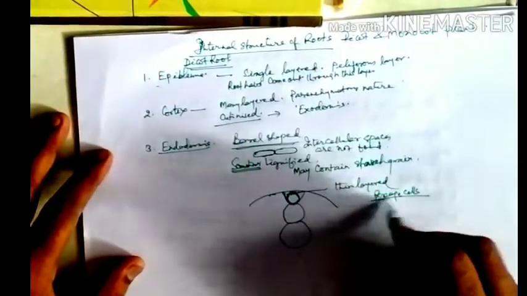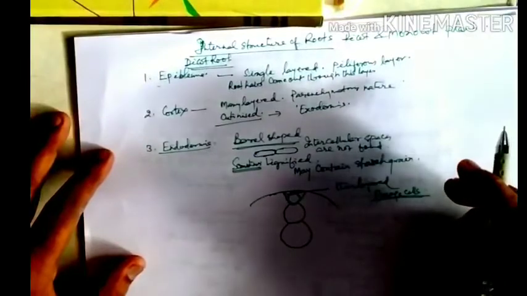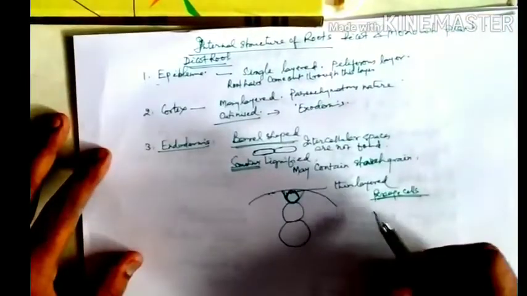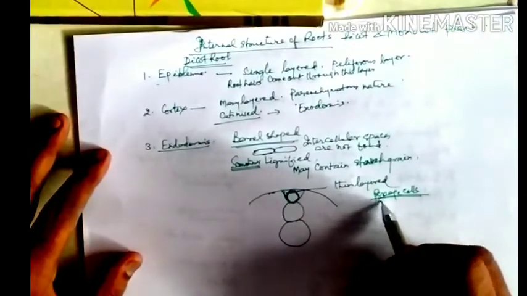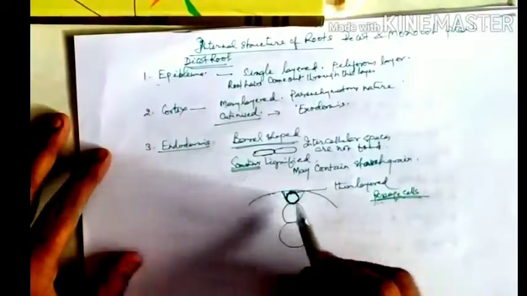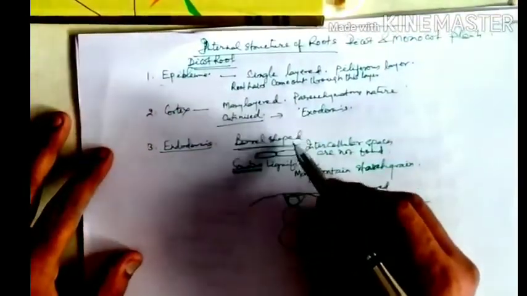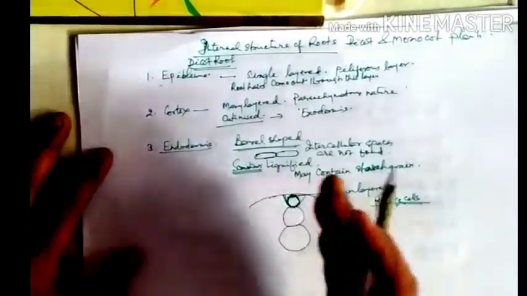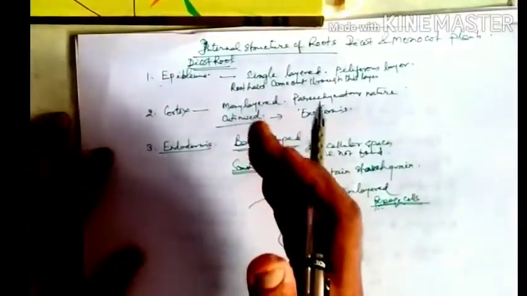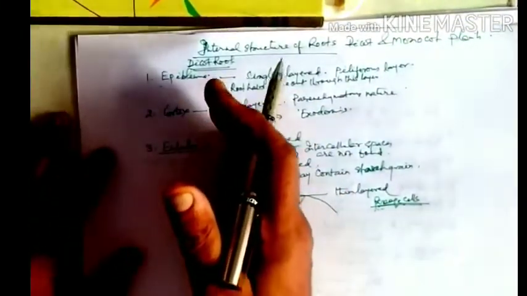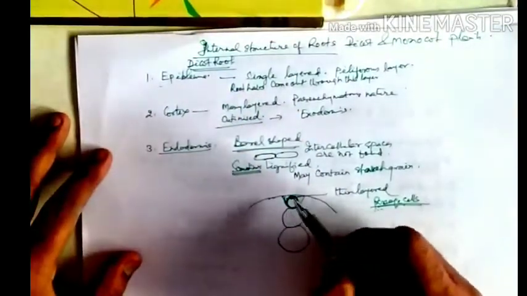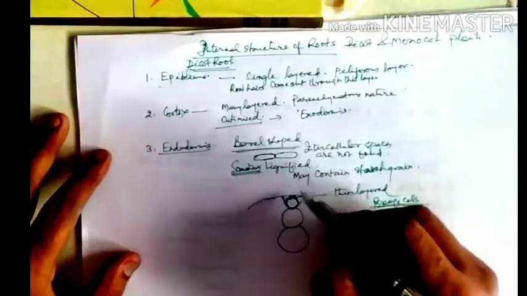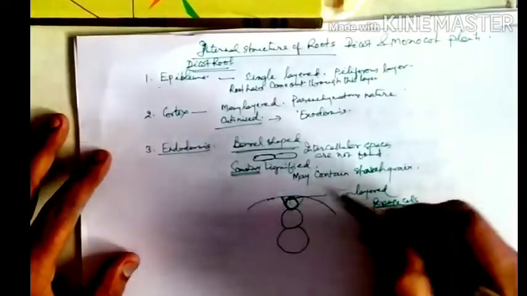Then what are the passage cells? When we read physiology, you will find that the water absorbed by the root enters the cortical region, and by the difference of osmotic pressure of the cells of the cortical region, it finally goes to the xylem, and these passage cells help the water to enter into the xylem. So they are known as the passage cells.